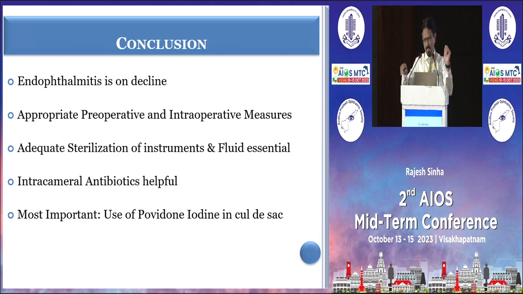So in conclusion, endophthalmitis, yes, it is on decline because of so many reasons, because of awareness, because of involvement of the ophthalmologists aggressively in this area. And we should take appropriate preoperative and intraoperative measures, and adequate sterilization of the instruments, the OT, and intracameral antibiotics are helpful. Well, not mandatory, I would say, because large majority of doctors don't inject intracameral, but it is recommended.